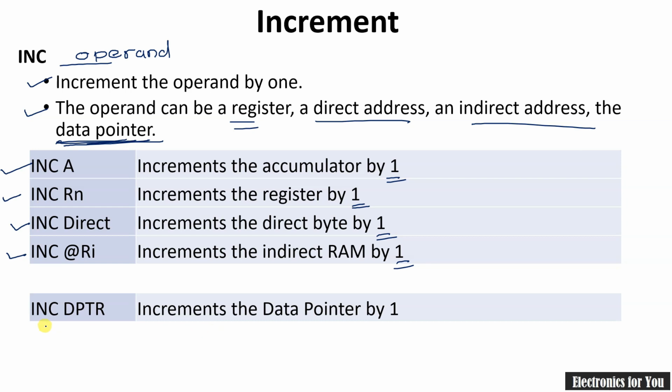Note that DPTR is used for the external memory location, external RAM location. So it is actually a 16-bit address. The content of this DPTR will be incremented by 1, so DPTR plus 1 will be there.